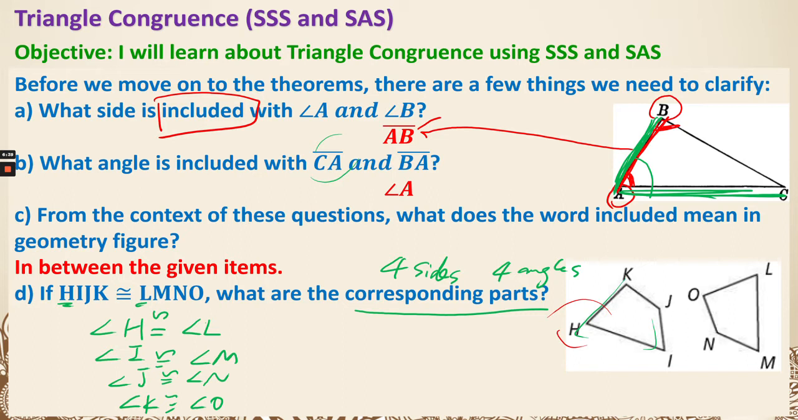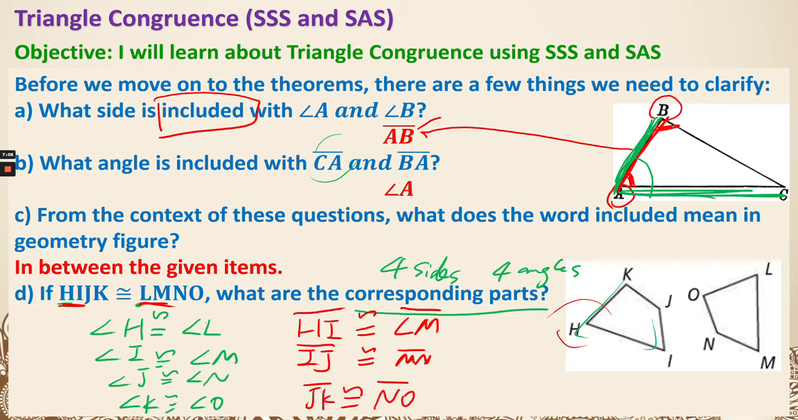Now let's have a look at the sides. Typically each side consists of 2 points. So HI, the first 2 letters, is corresponding with the first 2 letters in the second shape. So HI is congruent with LM. IJ is congruent with MN. And then JK is congruent with NO. Lastly, you can have a look at the figure, HI, IJ, JK. Lastly, KH, that is corresponding with OL.